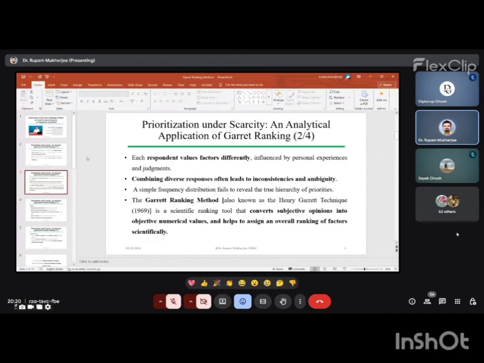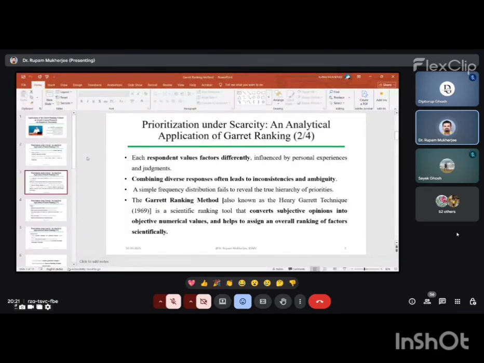And as a result, what happens is that if you try to get a simple frequency distribution, because the opinions are very diverse, for example, if you just count how many times each factor has been mentioned, then it fails to capture the true hierarchy of preferences. And that is where the Garrett ranking method comes into the picture. If there are, say, 100 farmers, each of them is revealing their preferences in a certain way.